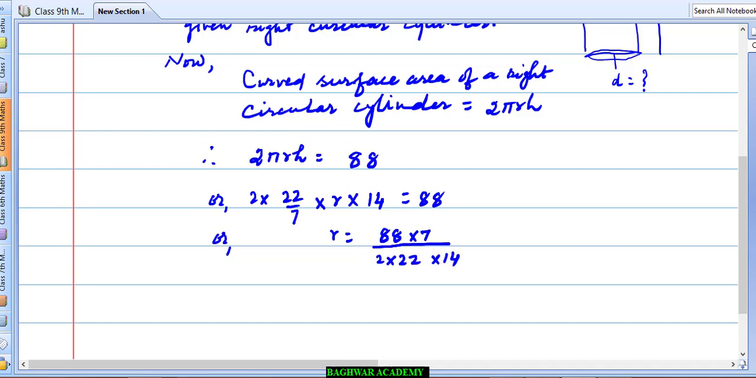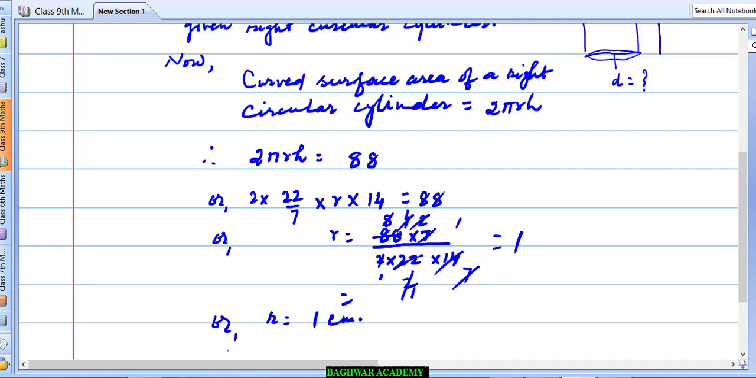Now you simplify this. 11 twos are 22, 11 eights are 88, then 2 fours are 8, and 2 ones are 2, 2 twos are 4, 2 sevens are 14 and 7 ones are 7. So finally you have got 1. So here we will write R is equal to 1 centimeter.